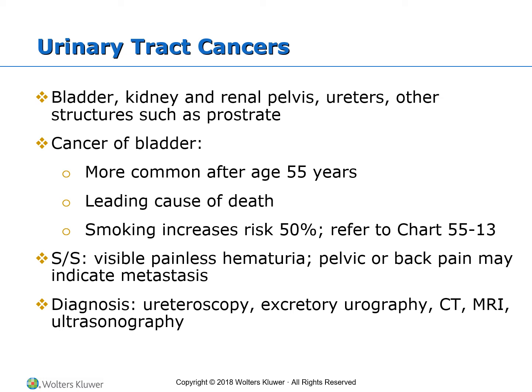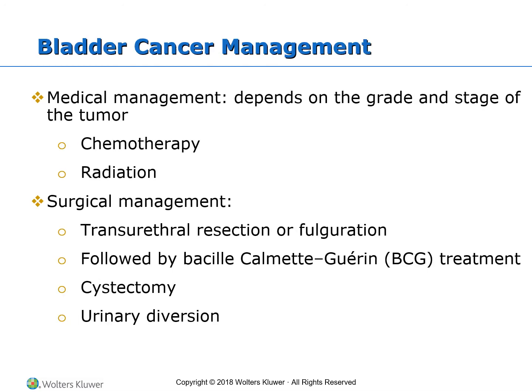For diagnosis, they can get a CAT scan, an MRI, a PET scan, ultrasound, ureteroscopy, and they can actually biopsy if they need to. They can get chemotherapy, radiation therapy, and then surgical management. So they can go in and remove and resect. And then the BCG treatment is where they actually go in and introduce a pathogen, and that is done after the resection is done. With a cystectomy, they can actually remove the bladder, and then they'll put in a urinary diversion device if it's bladder cancer.